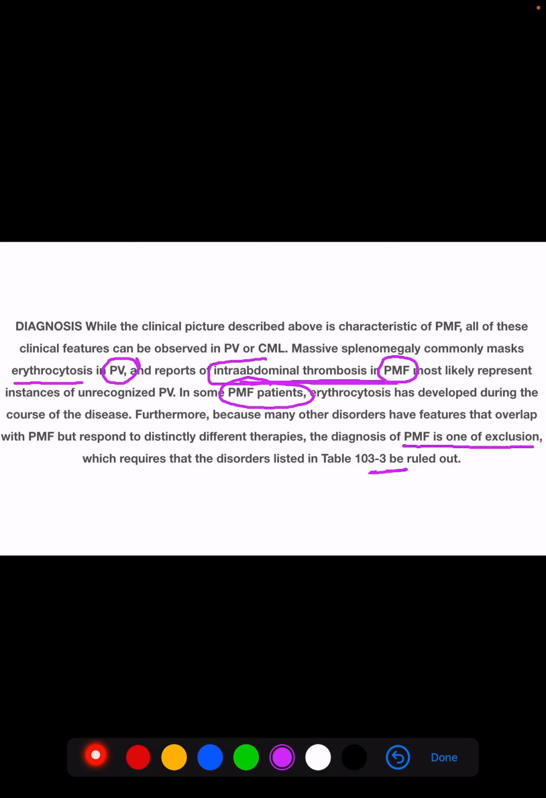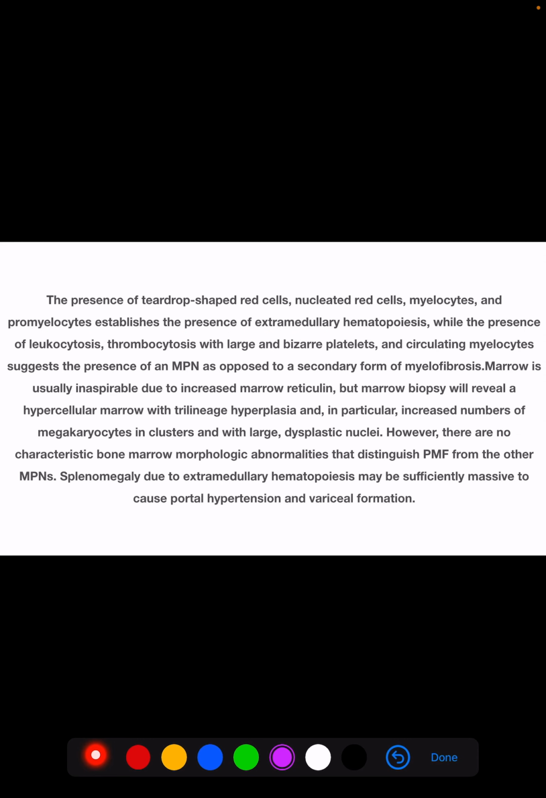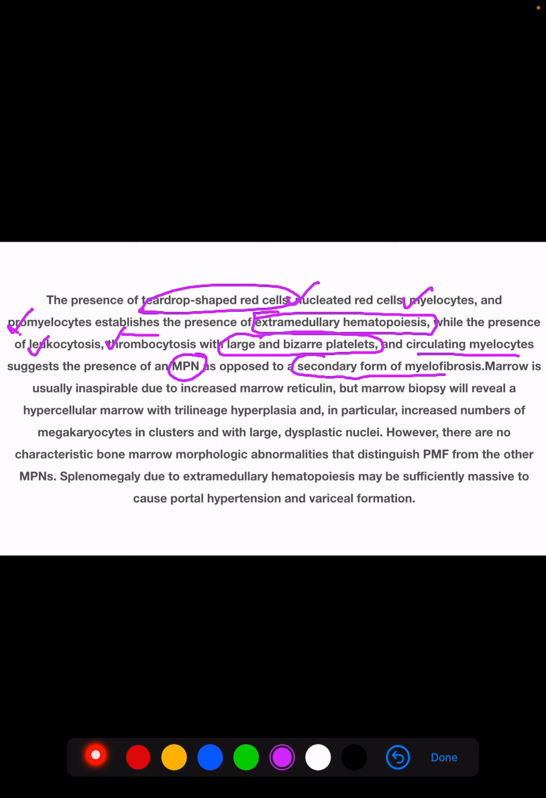The presence of teardrop shaped red cells, nucleated red cells, myelocytes, and promyelocytes establishes extramedullary hematopoiesis, while the presence of leukocytosis, thrombocytosis with large and bizarre platelets, and circulating myelocytes suggests the presence of a myeloproliferative neoplasm as opposed to a secondary form of myelofibrosis.